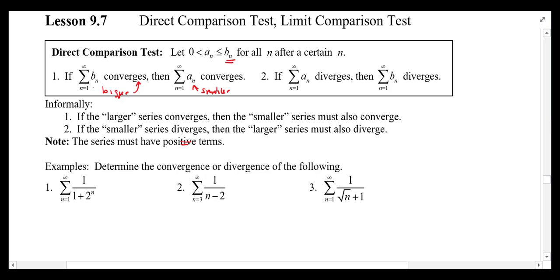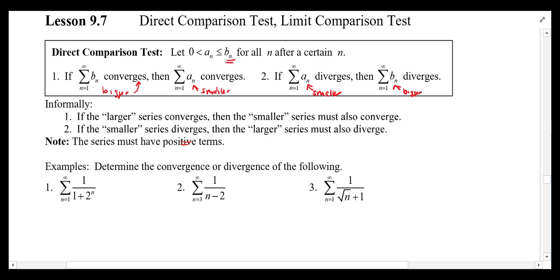And I hope you can visualize that, right? These are terms, and if they're all positive, they're all bigger, and that converges, then the series a sub n, which is always less than or equal to it, must also converge. Similarly here, in number 2, if the smaller one diverges, so the summation of a sub n, all those terms go to infinity, then goes really large, then, of course, b is bigger than it, or larger, it must also diverge.